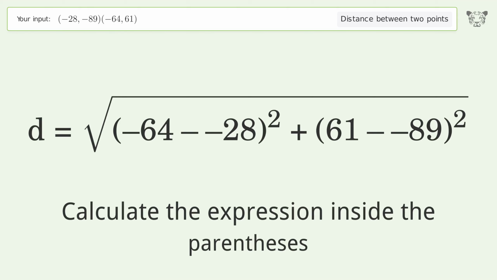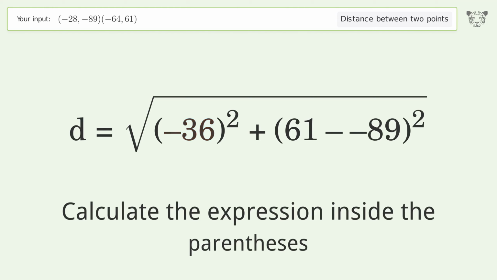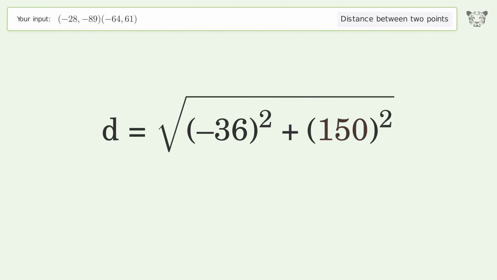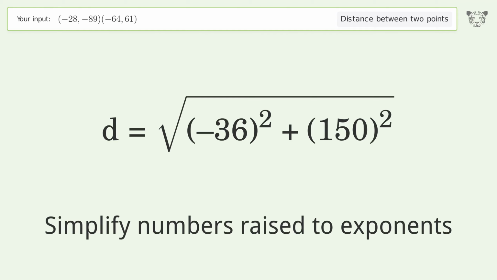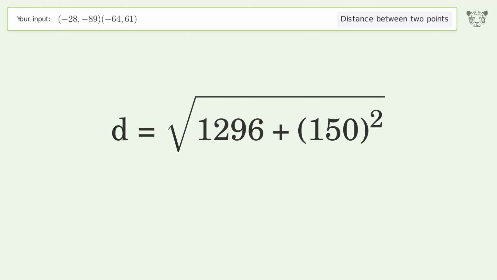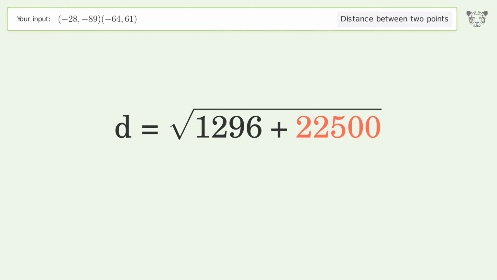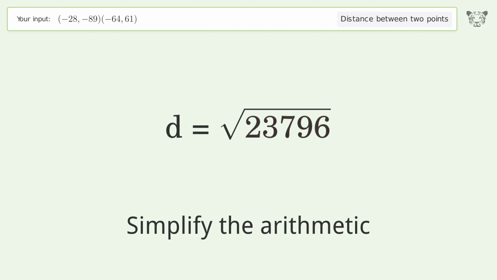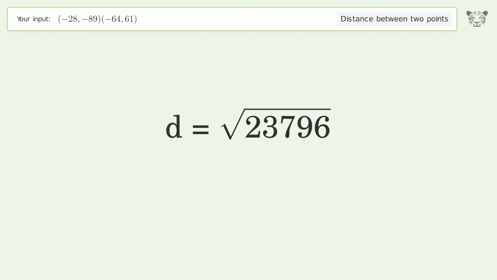Calculate the expression inside the parentheses. Simplify numbers raised to exponents. Simplify the arithmetic. And so the distance between the 2 points is the square root of 23,796, or 154.26.